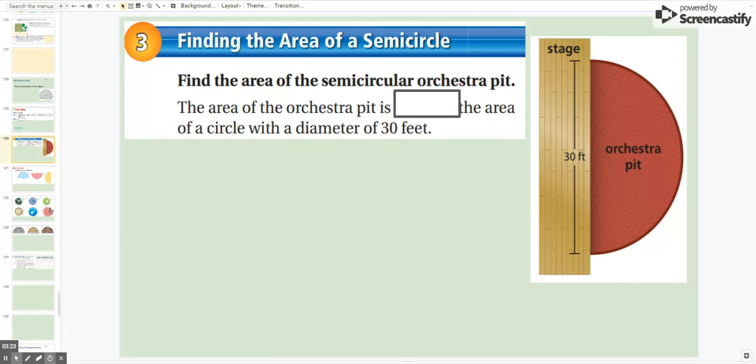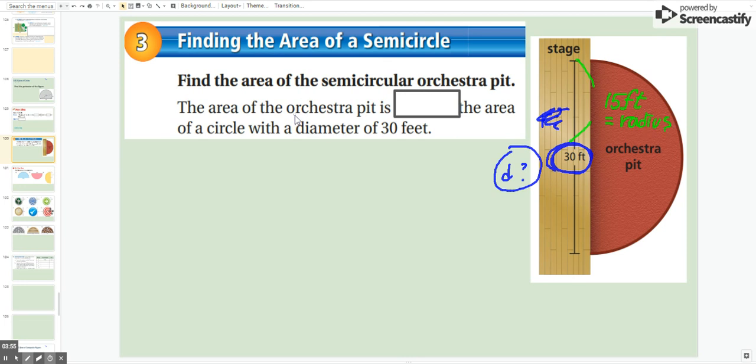So now let's find the area of the semicircle orchestra pit. We know that a semicircle is a half circle. So let's find the area of the entire circle first. What's the area of the entire circle? We know that 30 is the diameter. So what is the radius? Radius is 15 feet.